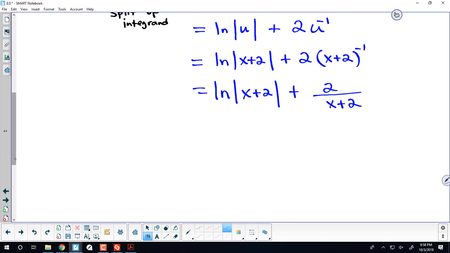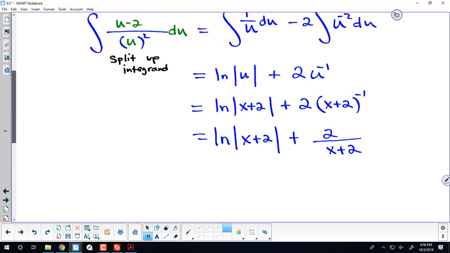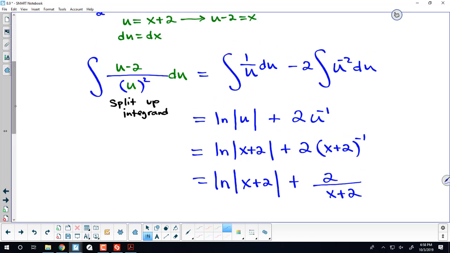How does it become ln of u and not ln of u squared? Because it's just the antiderivative of 1 over u when we split up u over u squared. Wait, but when you split it into u over u squared, then minus 2, oh, and then the u squared, okay.